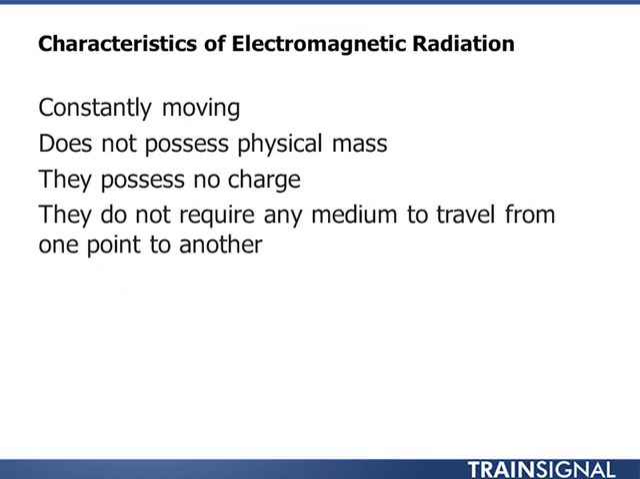So it can be hard to visualize what radio waves are doing, and so here we're just going to go through some of those characteristics. First, the electromagnetic radiation is constantly moving. It travels at the speed of light, which is 3 times 10 to the 8 meters per second. So it's constantly moving. They do not possess any physical mass. In fact, the term radiation simply means the energy that's being transmitted by waveforms. They do not possess a charge, and they do not require any medium to travel from one point to another.